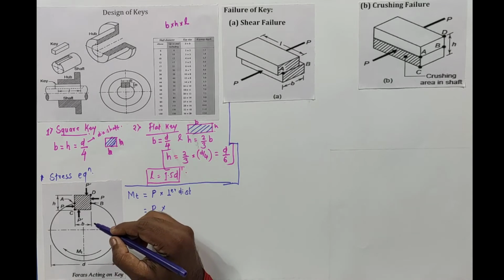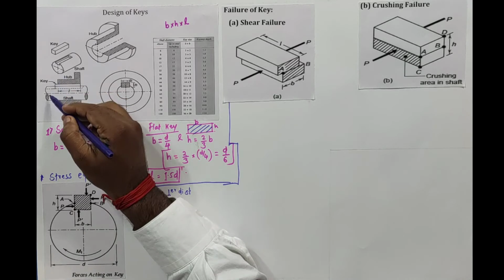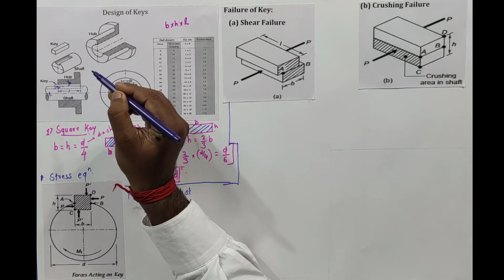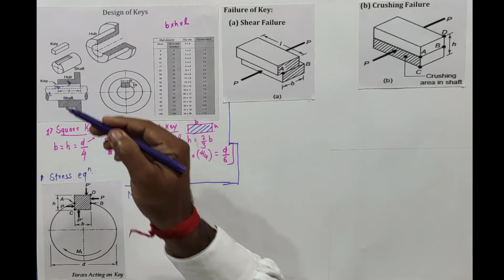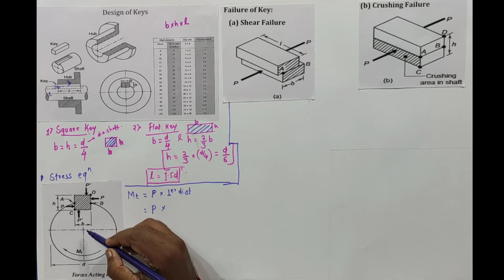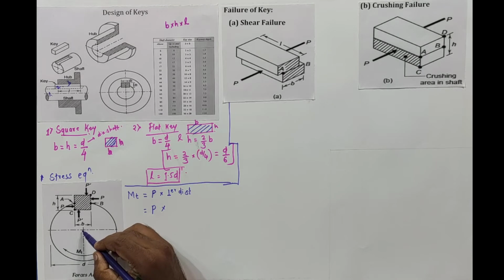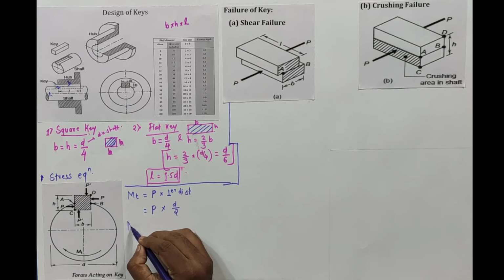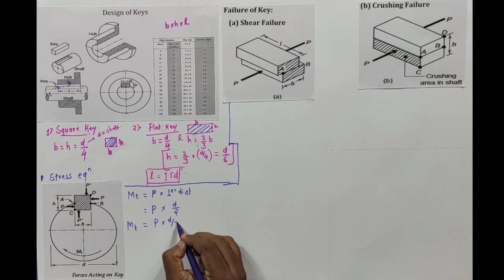Always remember, in the case of the circular portion, because torque will be transmitted from shaft to key, 1, 2, 3, likewise. So the shaft has a circular cross section. Where there is a circular cross section, total load acts at its CG only. Its CG is situated at the center, which means it is d by 2. Therefore I'll write d by 2. Therefore my torsional moment will be P into d by 2.